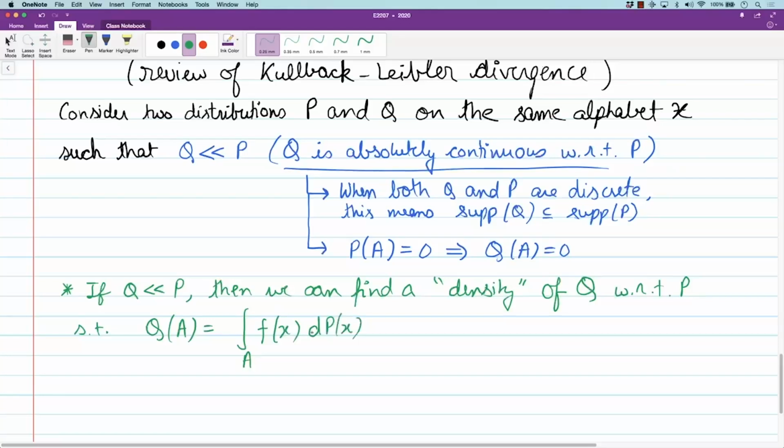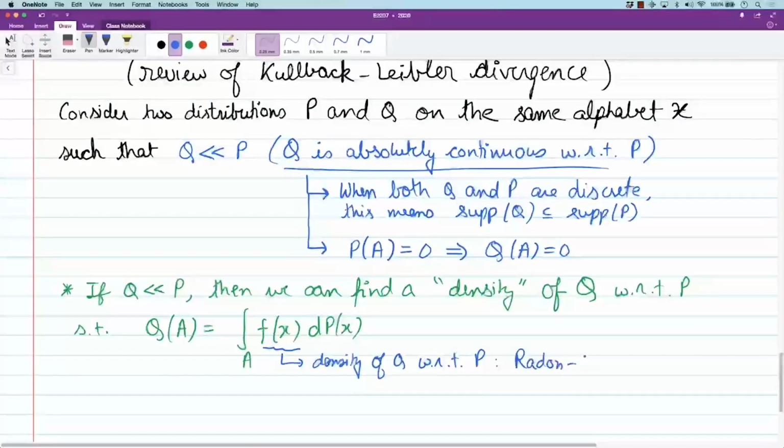So you can take measure P, except that you have to integrate over this density. This is the density of Q with respect to P. And this density has a name. It is called the Radon-Nikodym derivative of Q with respect to P. So written as dQ by dP.